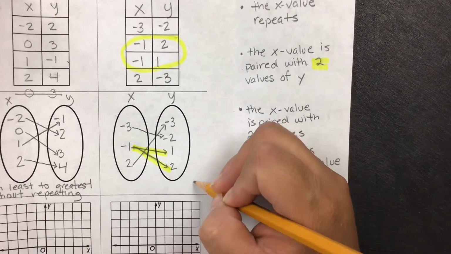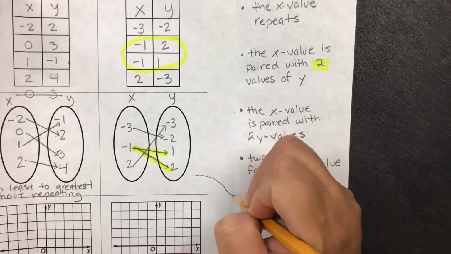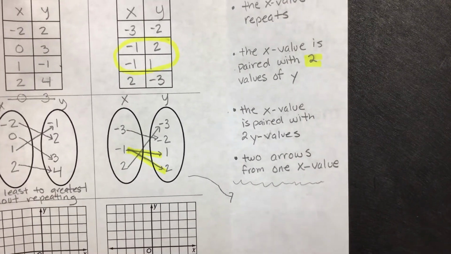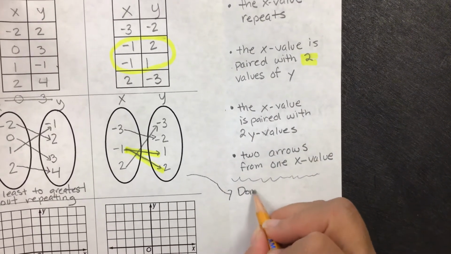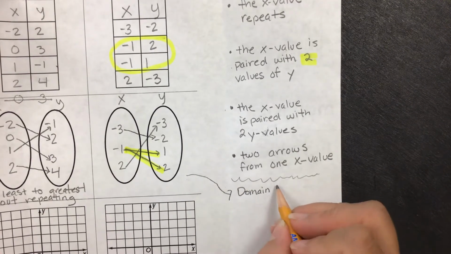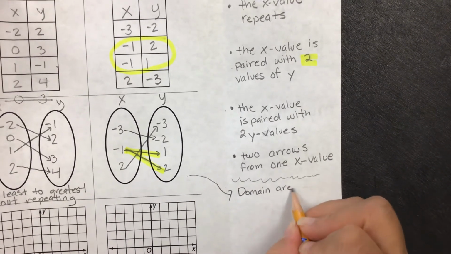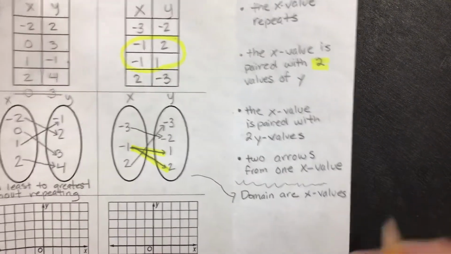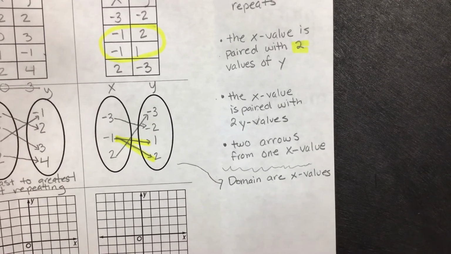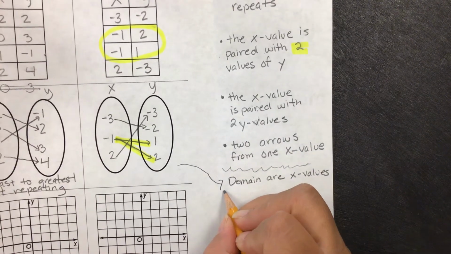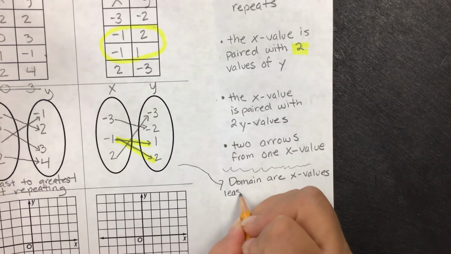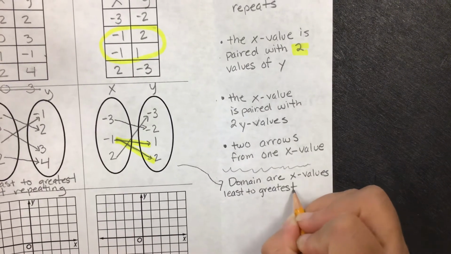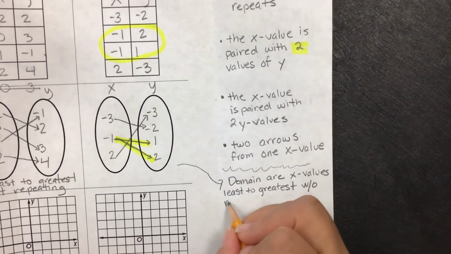I'm going to make a little side note. So I'm going to go from here to here. Make a little squiggle that is just a side note. And I want to tell you what domain means. Domain are x values. They are also written from least to greatest without repeating.